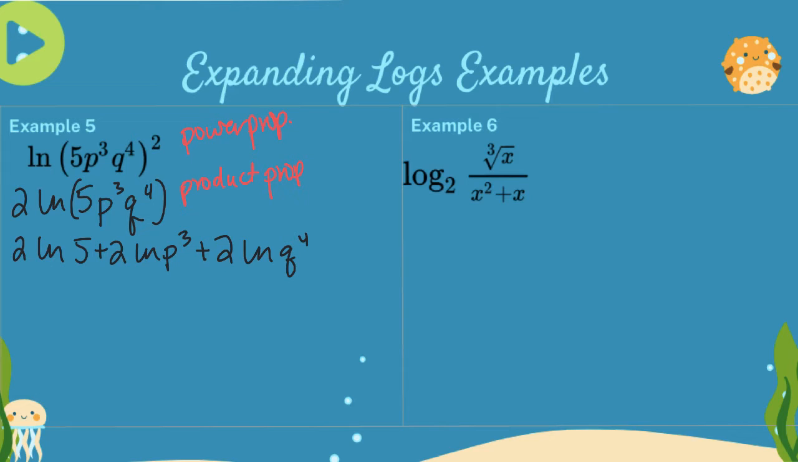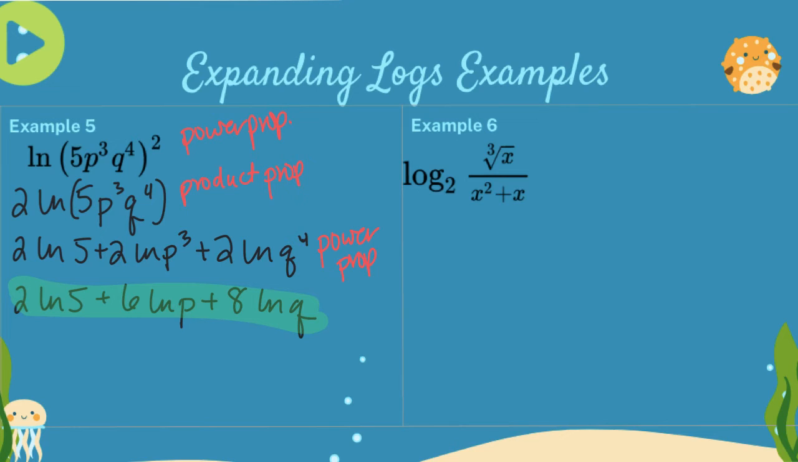Now, in order to take care of the exponent of the 3 and 4, I would need to use the power property again. So I would bring down the 2 ln 5. 2 times 3 is 6 ln p plus 2 times 4 is 8 ln q. And that is all I can do to expand that logarithm.